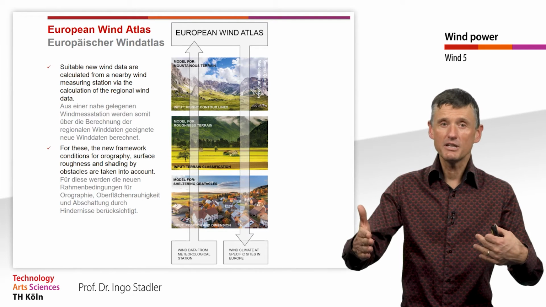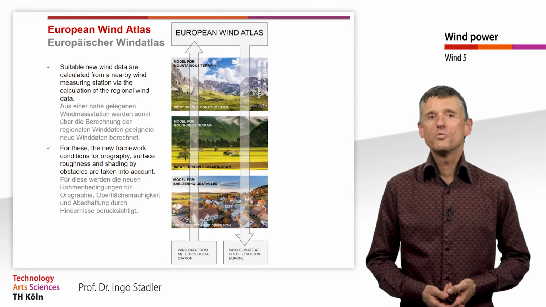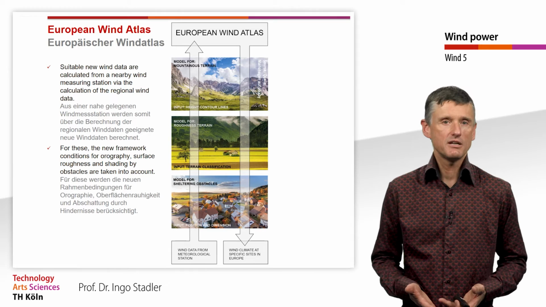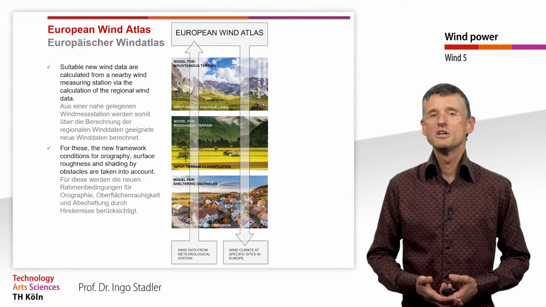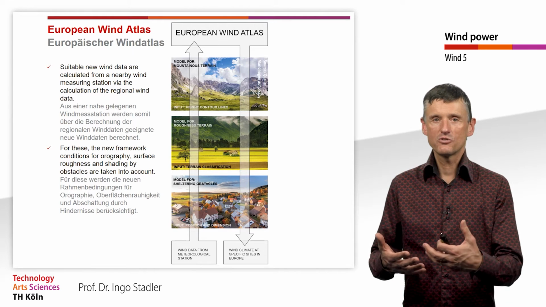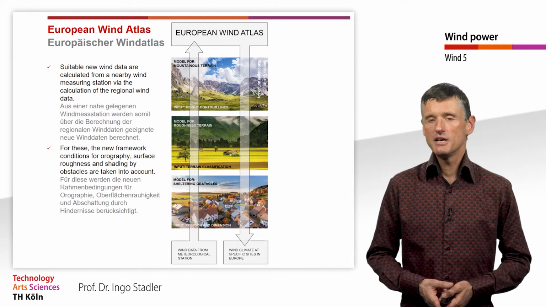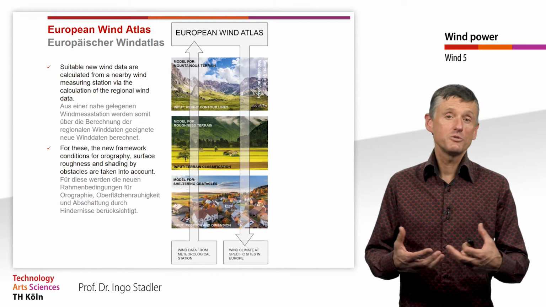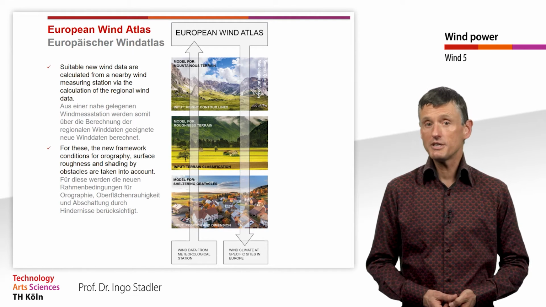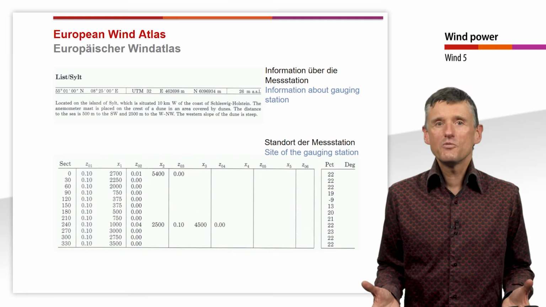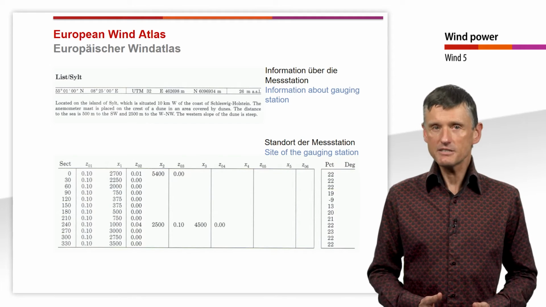The suitable new wind data are calculated from a nearby wind measuring station that is not too far away from where we want to build our wind park, via the regional wind data. For these, we calculate the new framework conditions with the existing orography, surface roughness, and the shading by obstacles, and get a quite good set of data with which we can make the calculations for our wind turbines and wind parks.